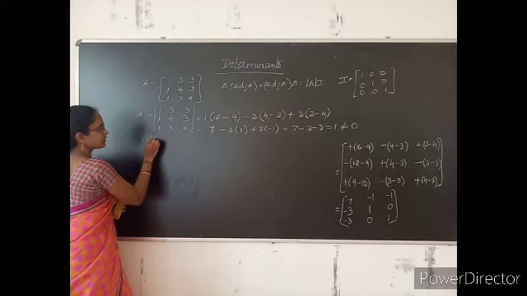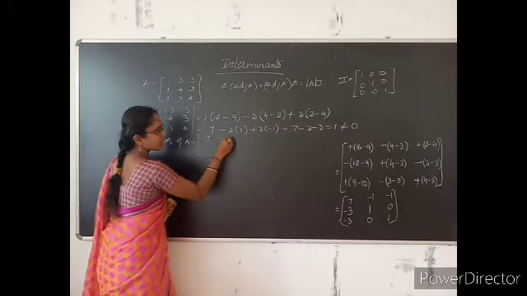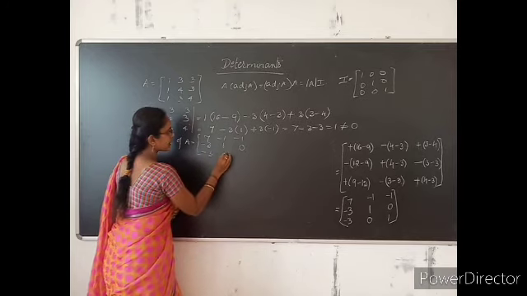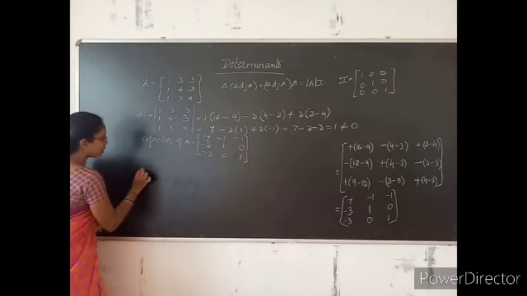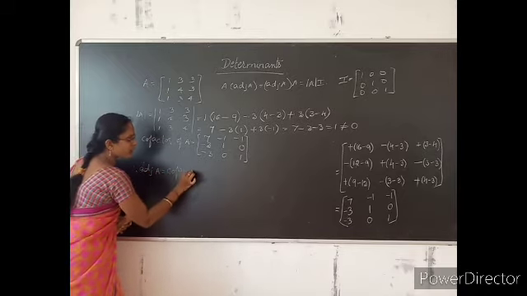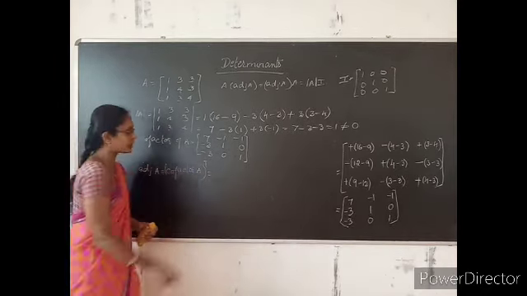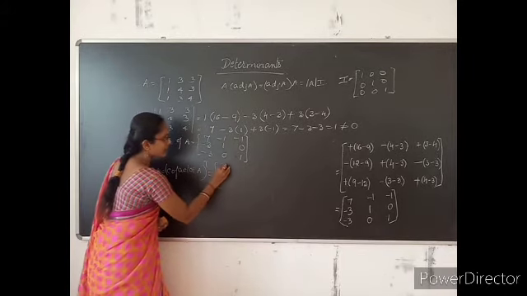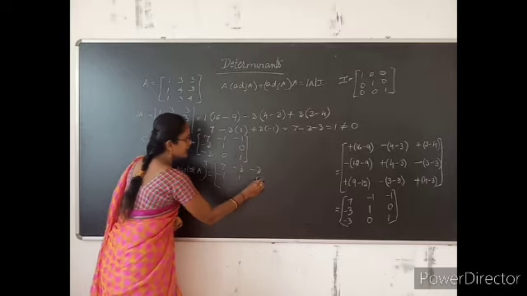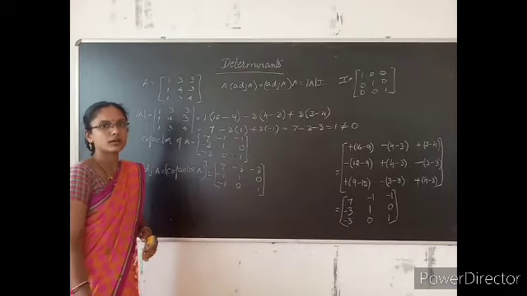So cofactor of A is equal to 7, minus 1, minus 1, minus 3, 1, 0, minus 3, 0, 1. Therefore, adjoint of A is nothing but cofactor of A transpose. Transpose of this cofactor matrix. What is the transpose of this cofactor matrix? 7, minus 3, minus 3, minus 1, 1, 0, minus 1, 0, 1. So this is the adjoint of a matrix.